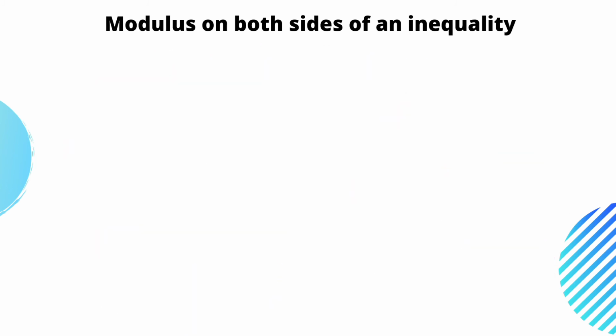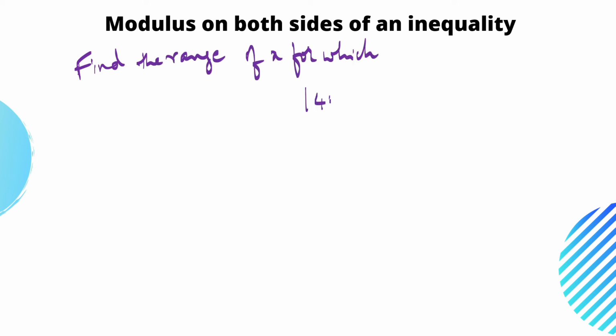Now, modulus on both sides of an inequality. If I give you this question, find the range of x for which modulus of 4x plus 1 is less than modulus of 3x. So just find the range. You can use the first method and the second method as well, but I prefer the first method. So what is the first method? Squaring on both sides and applying the formula a square minus b square. So if we square on both sides, we'll get (4x plus 1) whole square is less than (3x) whole square.